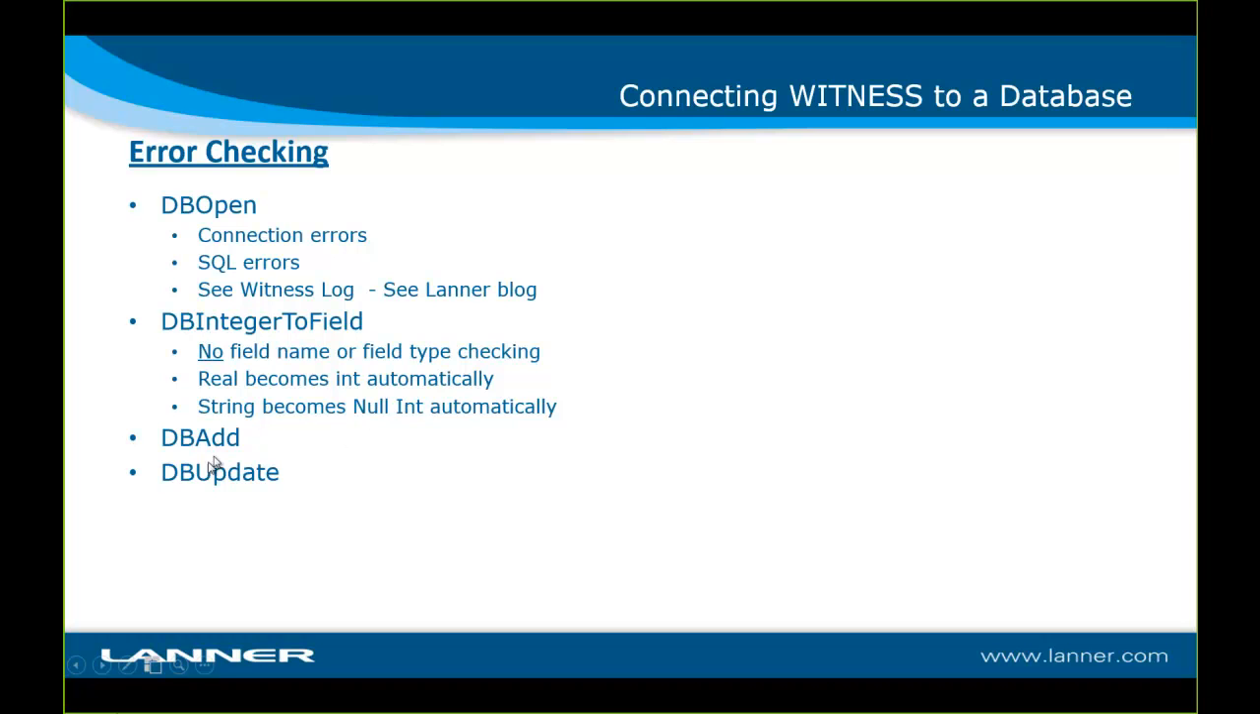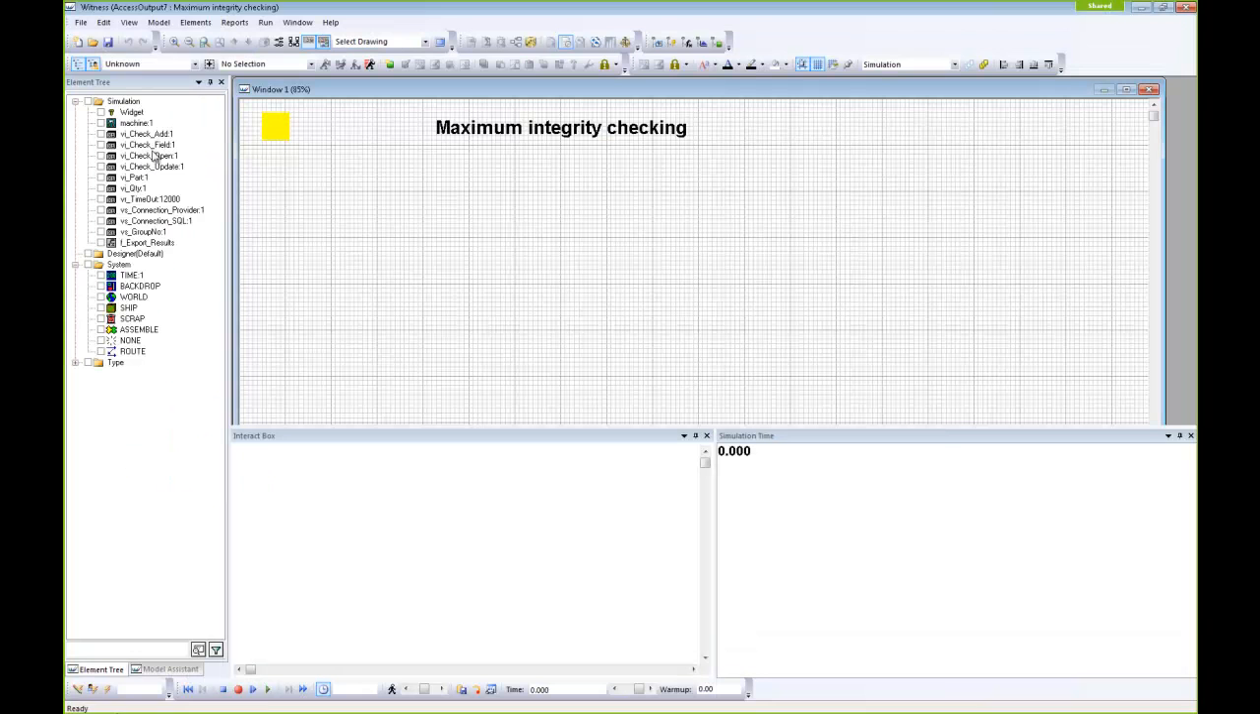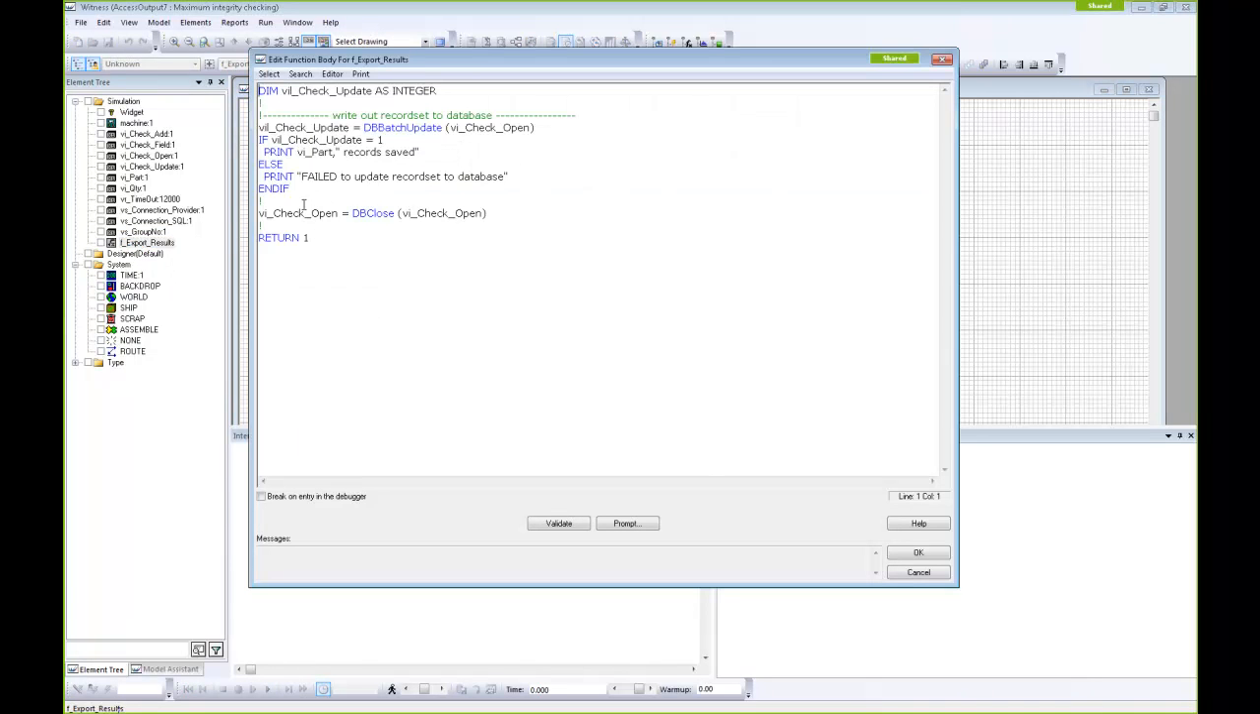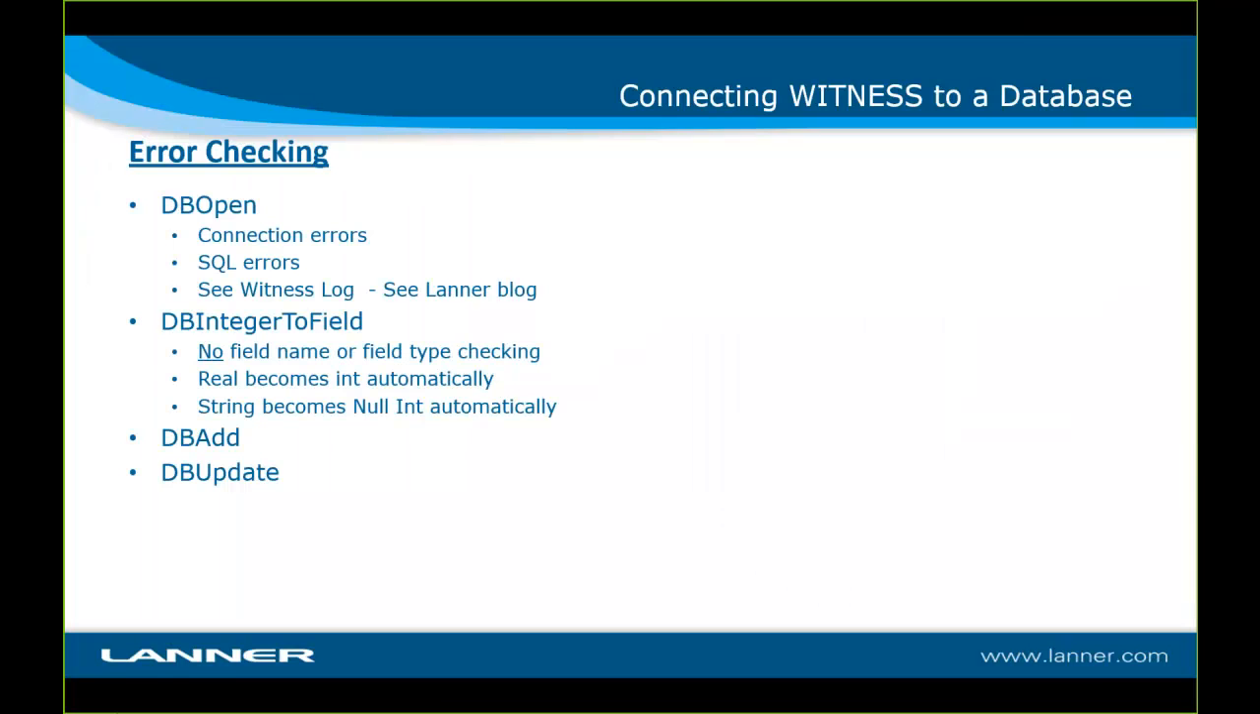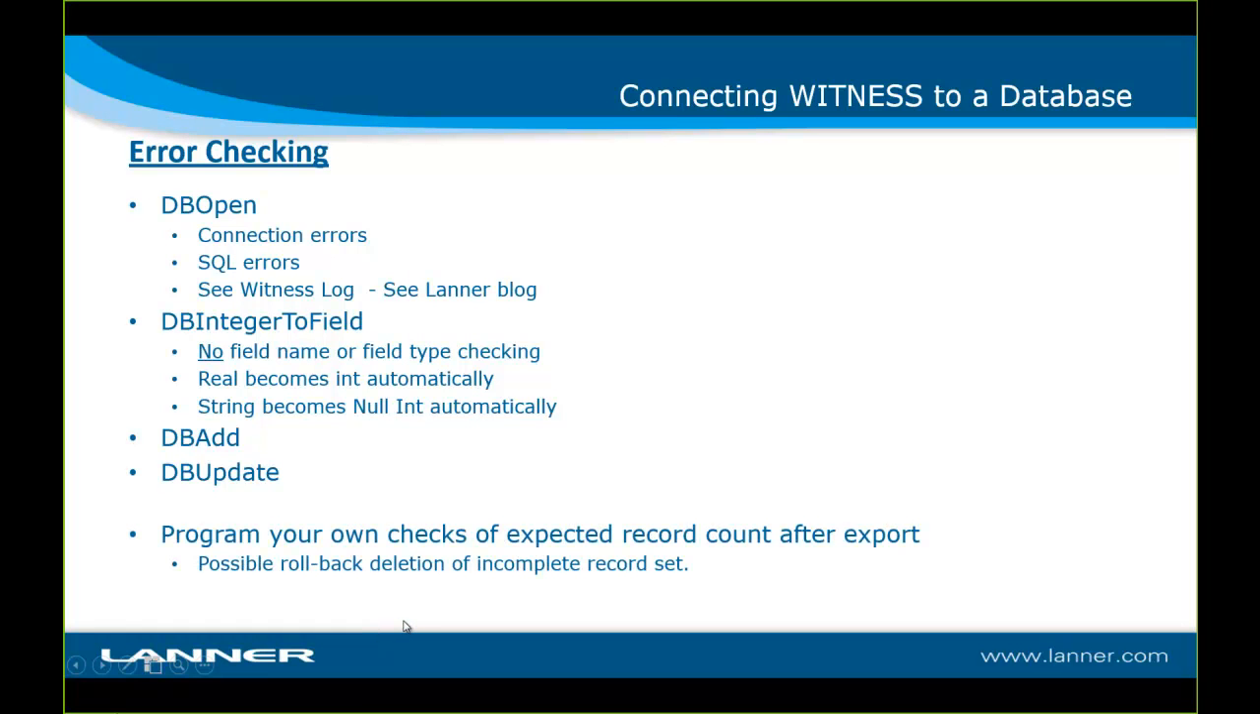Other things, you can put checks on dbadd and dbupdate. It's good practice when you're interfacing to the models, where in my function, for instance, in the actions, db check update, create variables such as check update and use that as a validation that your check update has worked and either record saved or failed to save, things of that sort. One other thing, just by the by, that you might try is also to program in your own checks that data has been written correctly.